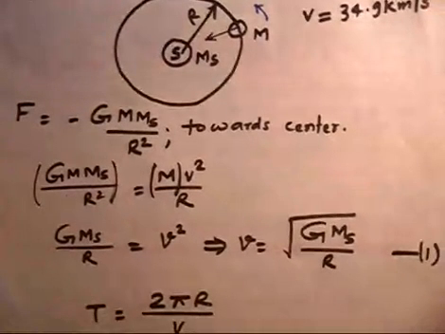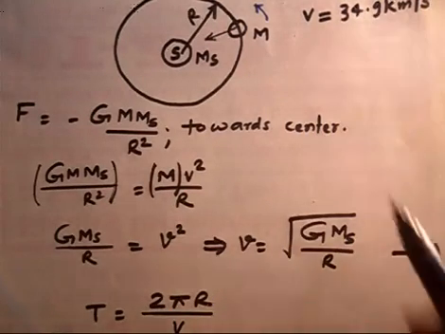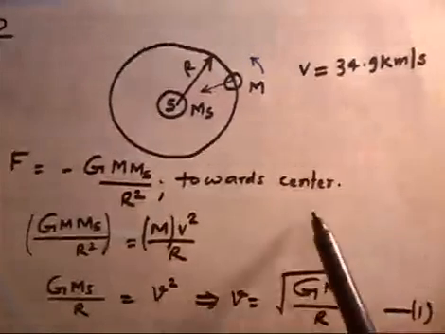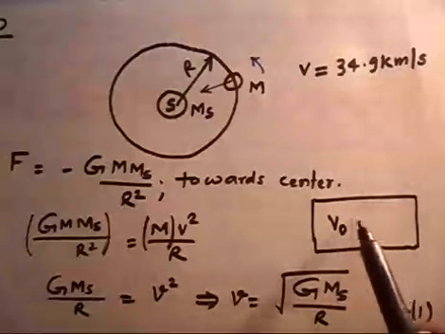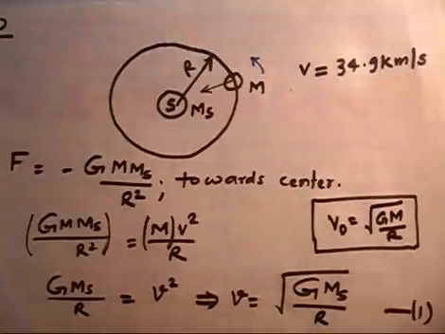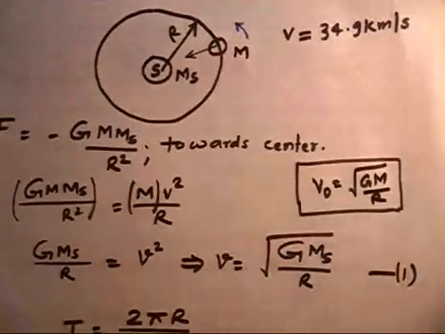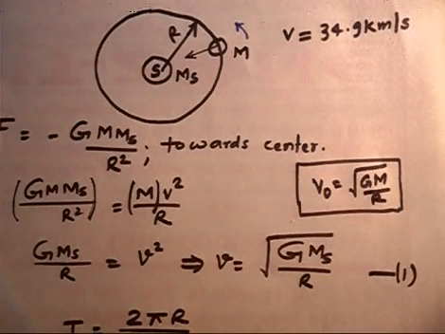Let us call this equation 1. Everybody knows that v is under root GM by r. Sometimes this is called orbital velocity. Some people directly remember this result. So if a satellite is moving in a radius of r, orbital velocity is given by under root GM by r. Either you derive this result or you simply remember it.